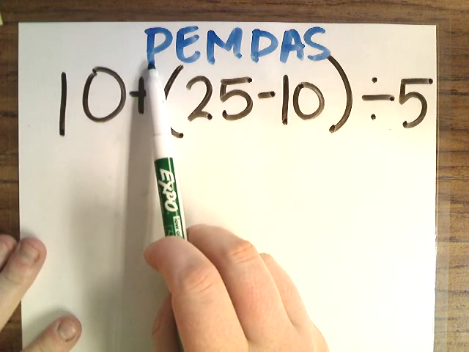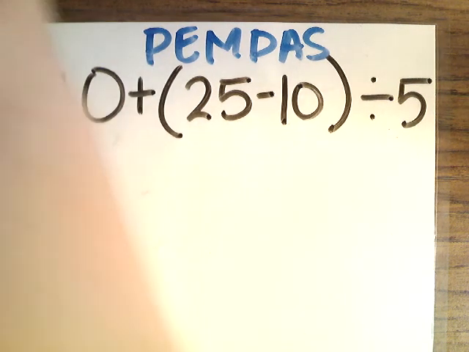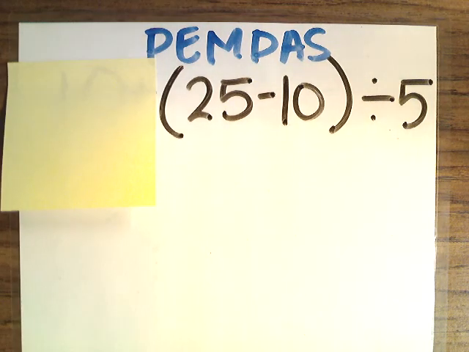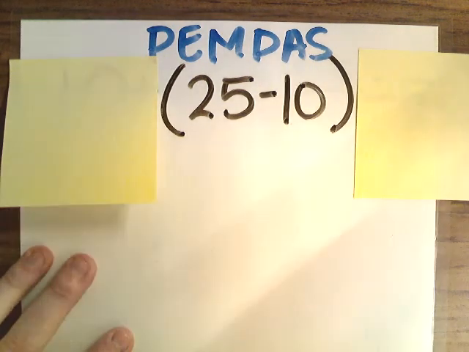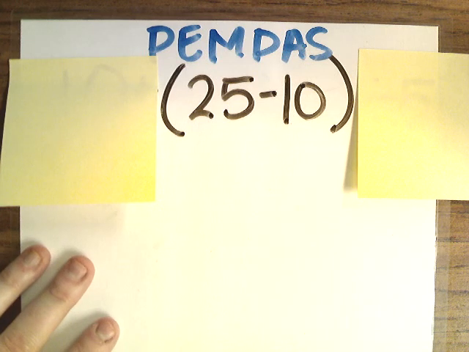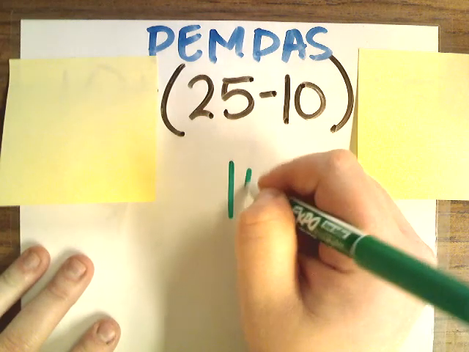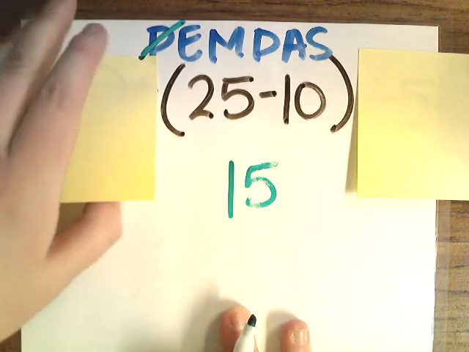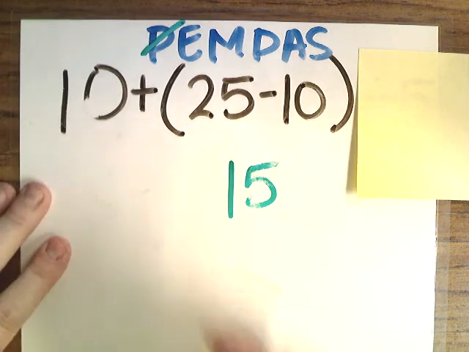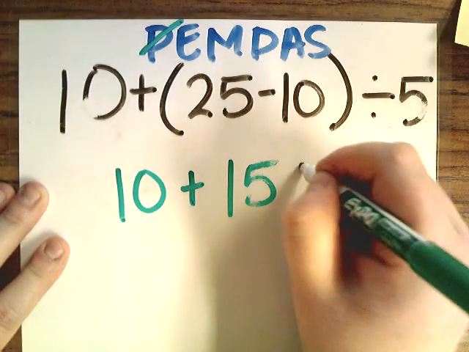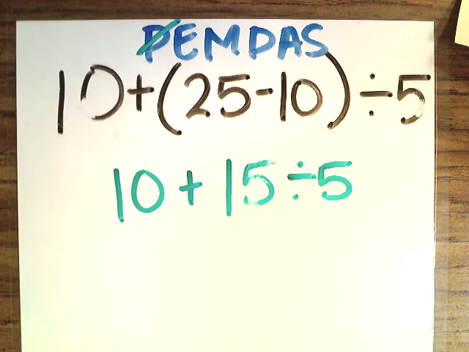So we're starting with our P, which means the parentheses. So we're going to cover everything before the parentheses and everything after. I need two sticky notes on this one. Anytime we solve what's inside the parentheses, they go away. So if I have $25 and I give 10 of it to my sister, I only have $15 left. Okay, we've done the parentheses. We cannot forget about the plus 10. And we cannot forget about the divide by 5. Those get tacked onto our problem.